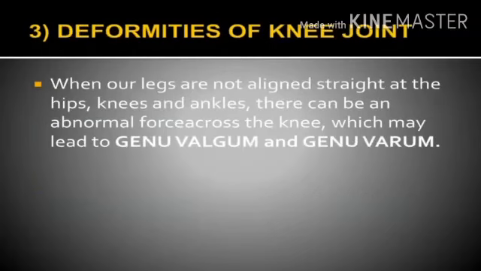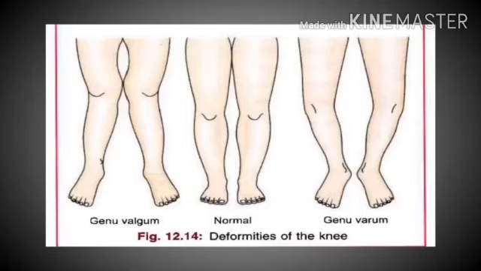Third one is deformities related to the knee joint. Whenever our legs are not aligned straight at the hips, knees and ankles, there can be an abnormal force across the knee, which may lead to genu valgum or genu varum. So this is how genu valgum and genu varum look like, and how it is different from the normal knee. Genu valgum is also called knock knee and varum is also called bow knee.